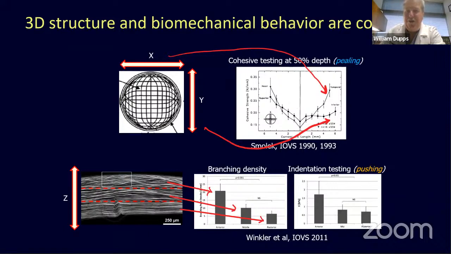I don't need to say much more here. Vinicius made the excellent point that there's a lot of spatial heterogeneity and anisotropy in the cornea. If we look in the lateral dimensions, X and Y, there's the collagen organization that was mentioned. And along with that are these significant differences in cohesive tensile strength from the periphery to the center of the cornea. And interestingly, the central cornea is the weakest in terms of cohesive strength.